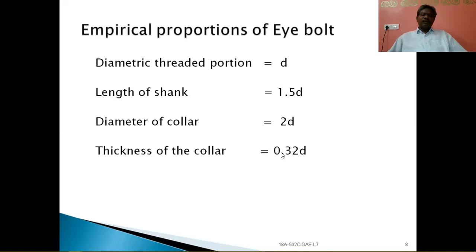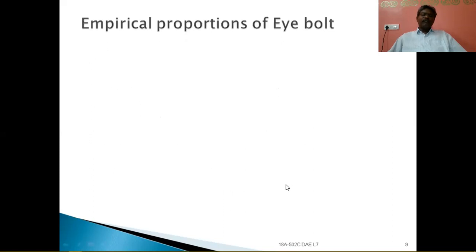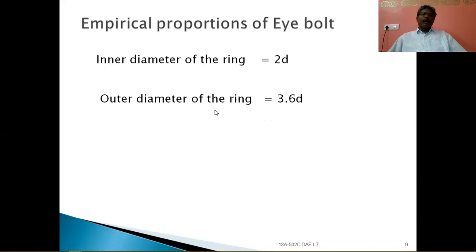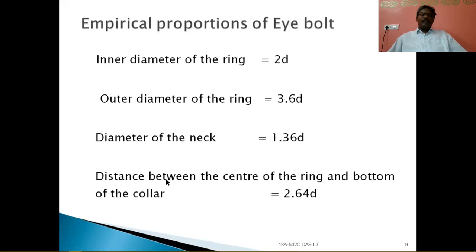thickness of the collar 0.32 D, diameter of the ring rod 0.8 D, inner diameter of the ring 2D, outer diameter of the ring 3.6 D, diameter of the neck 1.36 D, and the distance between the center of the ring and the bottom of the collar is 2.64 times D.